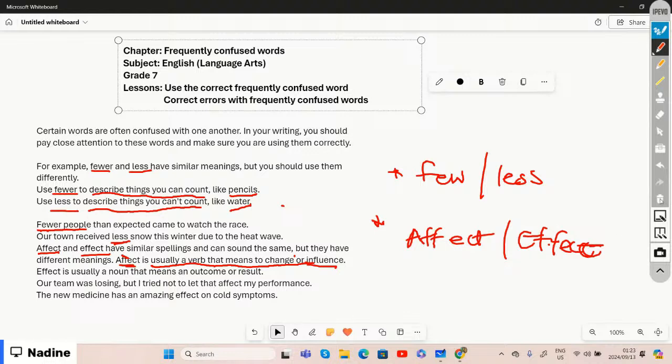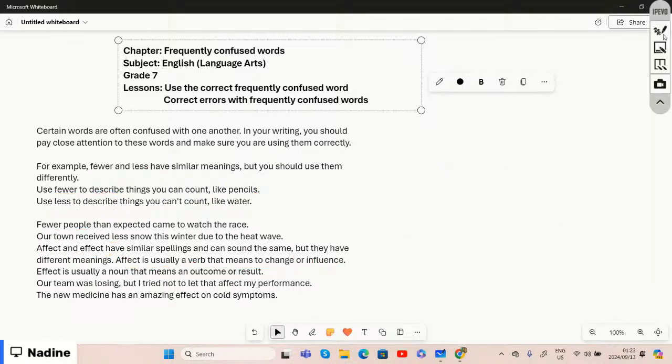All right. So now we're going to A plus students.ca and we're going to continue with frequently confused words, and we're going to see how we can use certain frequently confused words to end up finding the correct word. And once again, certain words are often confused with another word. So when you write, you need to pay close attention to these words, and make sure that you use them correctly.